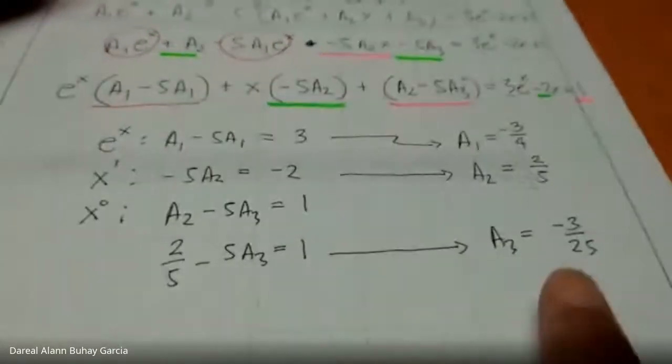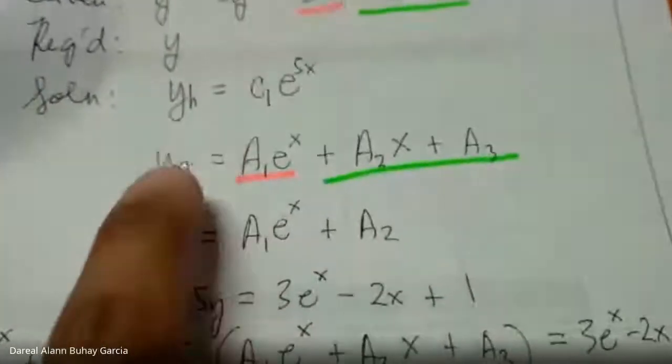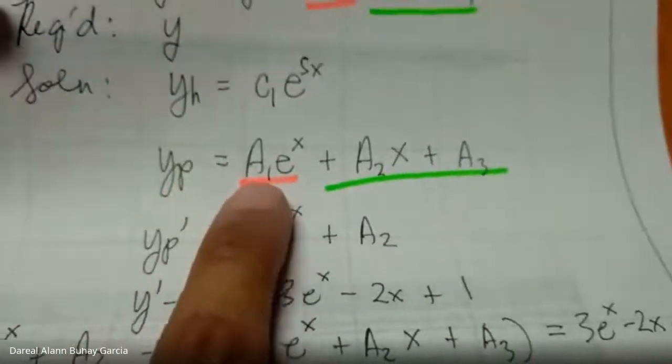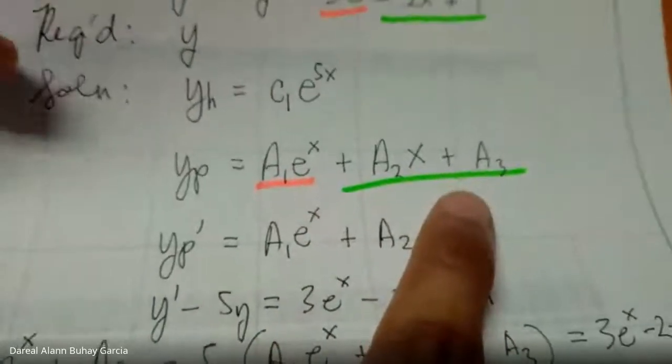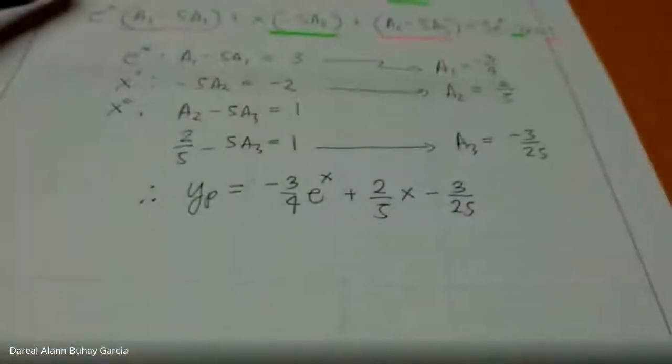And we just substitute back into the original assumed solution. A1 is negative 3/4, A2 is 2/5, A3 is negative 3/25. So our YP is equal to negative 3/4 e to the power of x plus 2/5 x minus 3/25.